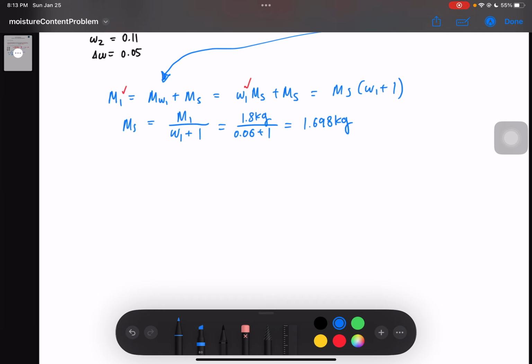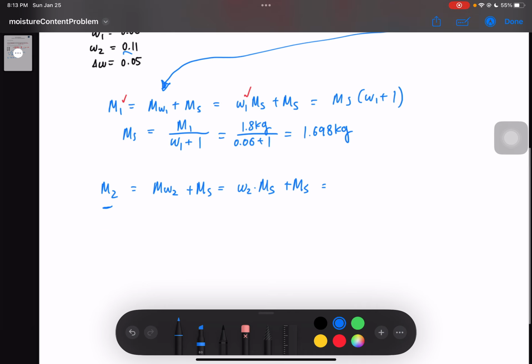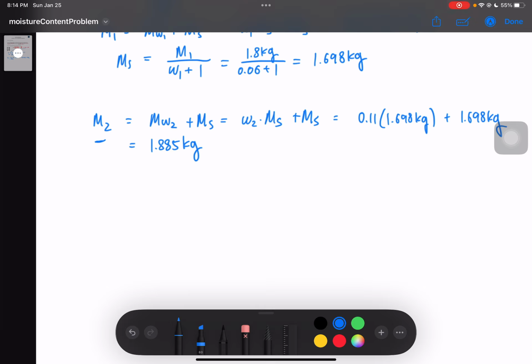Okay, we can use the same equation to find the final soil sample mass. We can call it MW2 plus MS, which is water content times mass of solids plus mass of solids. This time we don't need to solve for mass of solids because we solved for it in the problem above. So we just need to get the mass of the second sample, or the final sample. We're given W2 up here, so it's 0.11 times 1.698 kilograms plus 1.698 kilograms. And we'll get 1.885 kilograms.